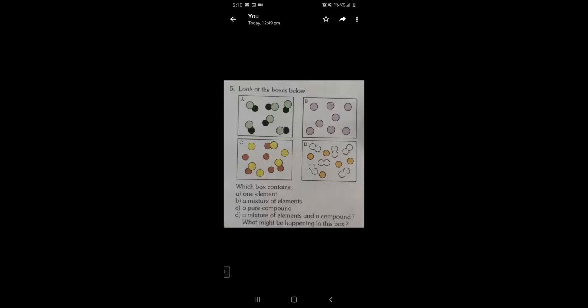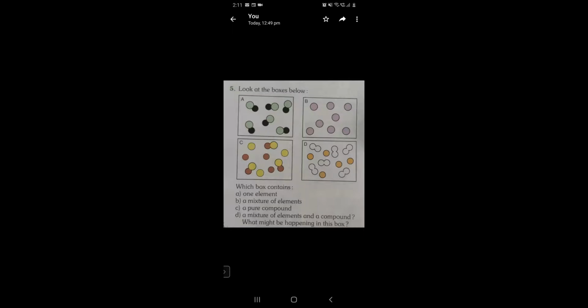So yes, there are 2 elements. One is an atomic element, the other is a molecular element. But both are elements. So is that a mixture, Ismail? Is D a mixture? Why? What makes you say that? Because they're different elements. Yeah, because there are different types of particles, more than one type of particle. So that makes it a mixture.